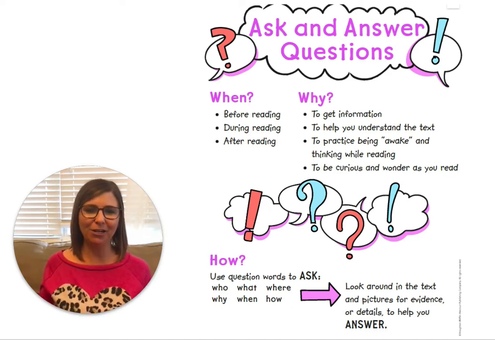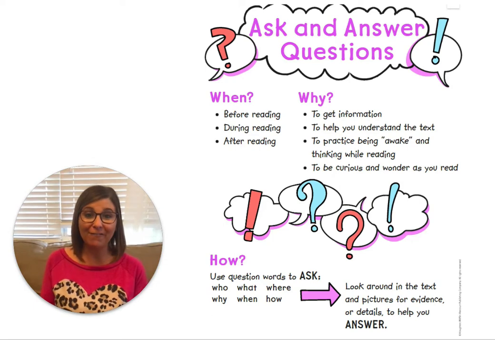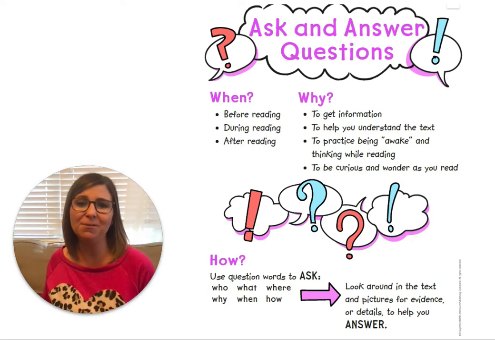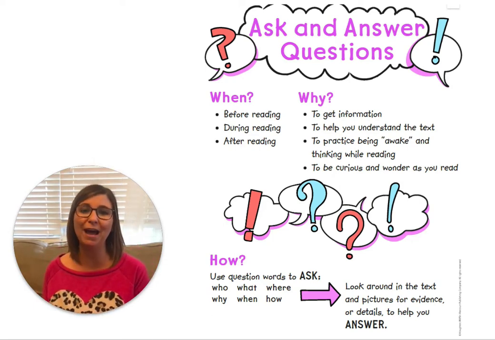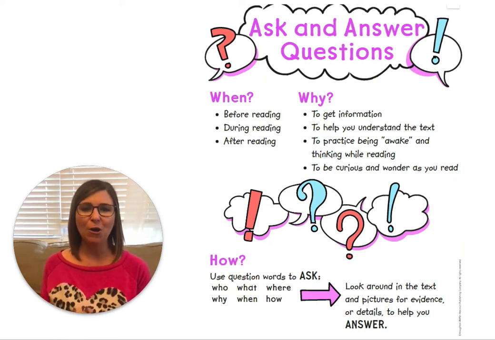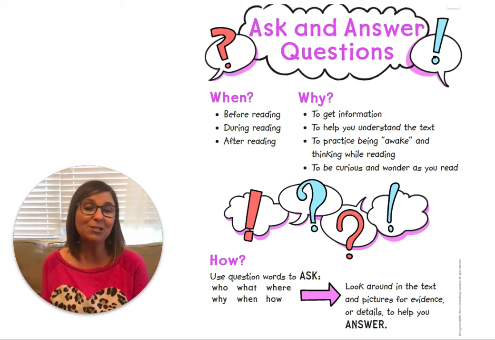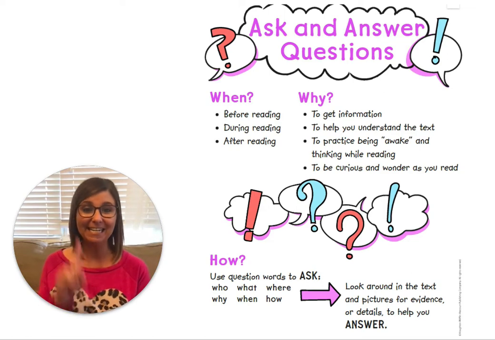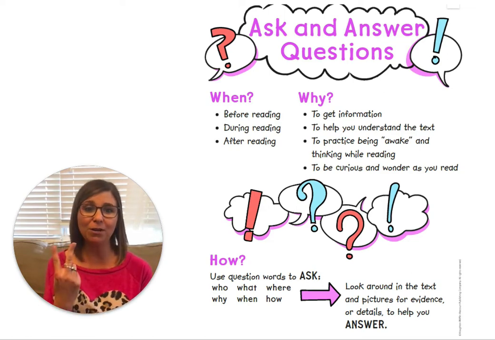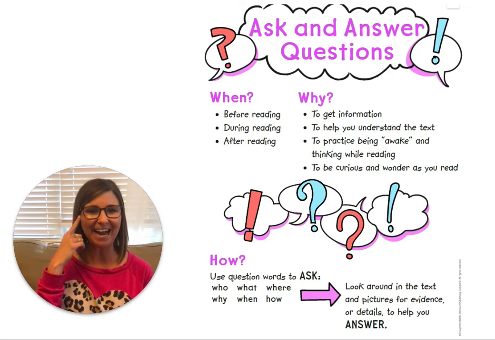So the first thing is we're going to go back to what we talked about when we talked about reading fiction, right? Because a good reader asks and answers questions throughout the time that they're reading. So when do we ask and answer questions? First, we do it before we read something. Then we do it during reading something, and then we ask and answer questions after we read something. The reason we do that, or the why behind it, is to get information, to help you understand the text, to practice being awake and thinking while you're reading, to be curious and wonder as you read.